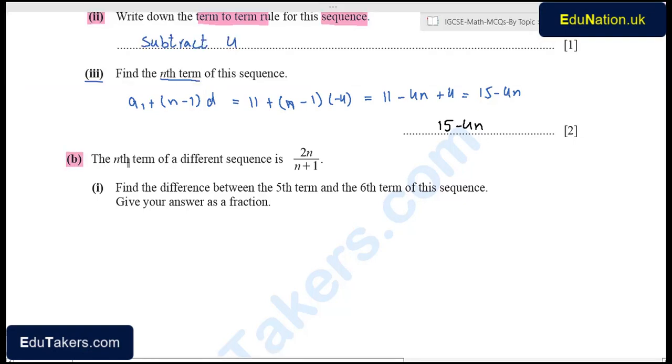Its B part is the nth term of a different sequence is 2n over n plus 1. Its I part is find the difference between the fifth term and the sixth term of this sequence and give your answer as a fraction.